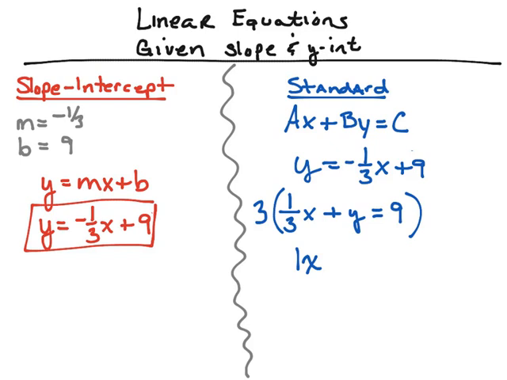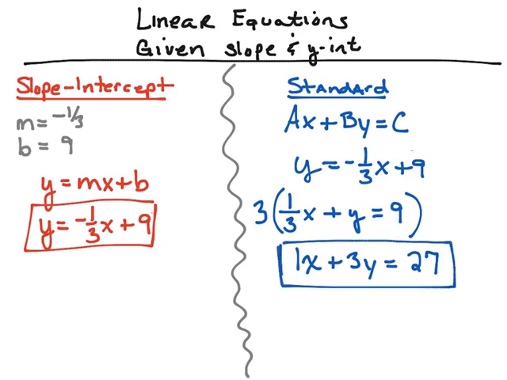Okay. So let's go ahead and continue multiplying by 3. If I multiply 3 times the y, I get a 3y. And if I multiply 3 times the 9, that gives us a 27. So notice there is no fraction in this equation. I have a positive a value. Therefore, it meets all my requirements for standard form. So I am now done. This is my equation in standard form given a slope of negative 1/3 and a y-intercept of 9.